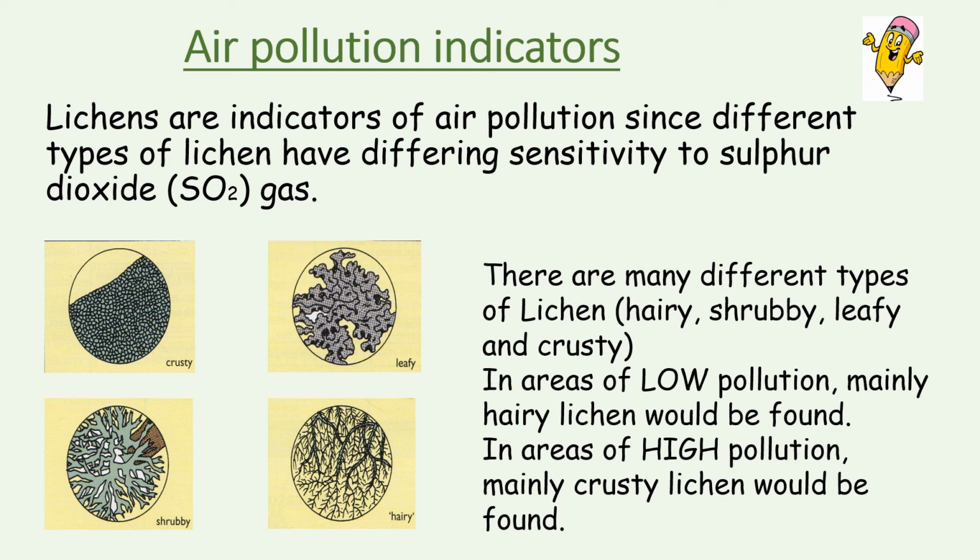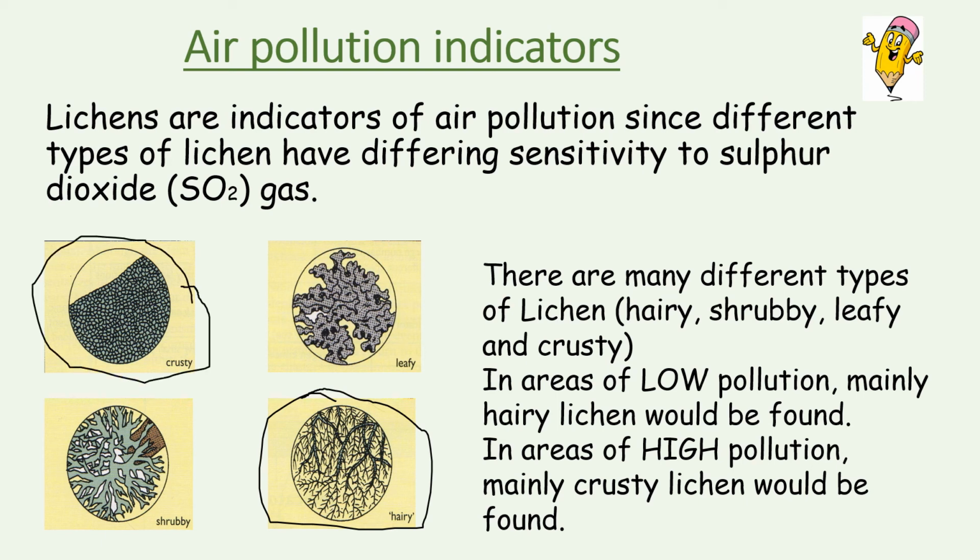So in areas of low pollution, mainly hairy lichen would be found. So a hairy lichen would be where there's low sulfur dioxide and it would be low pollution. Whereas in areas of high pollution, mainly crusty lichen would be found. So that means that there's high concentrations of sulfur dioxide.